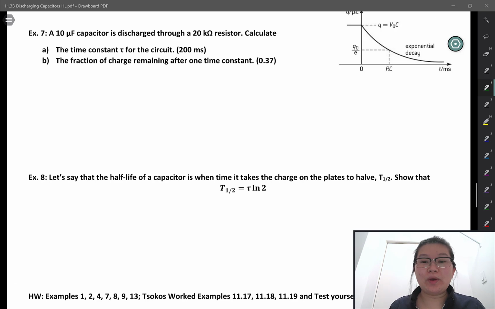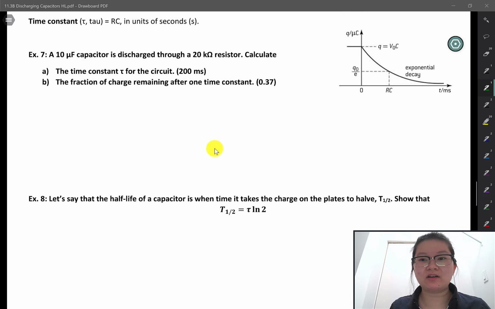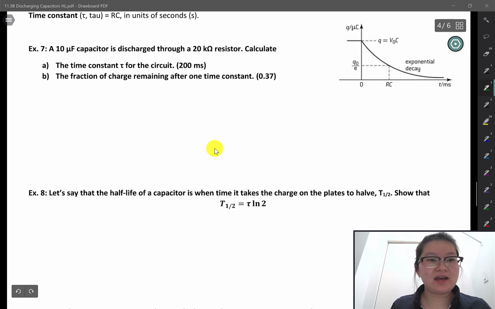In this video, we are going to do some examples on discharging and the charging of capacitors. Okay, so for this one is 11.3b. So let's get started right away. A 10 microfarad capacitor, that's a huge one, is discharged through a 12 kilo ohm resistor.